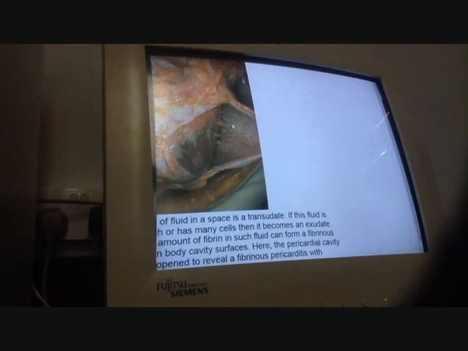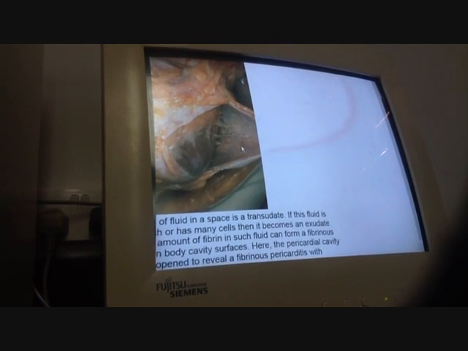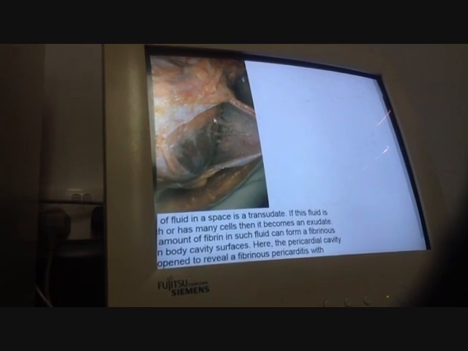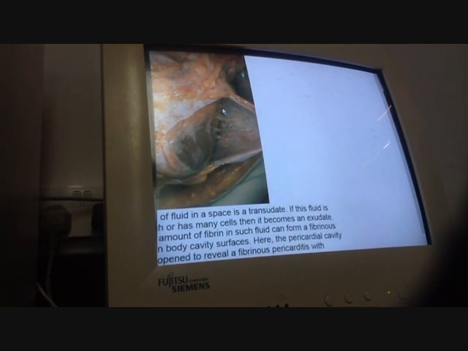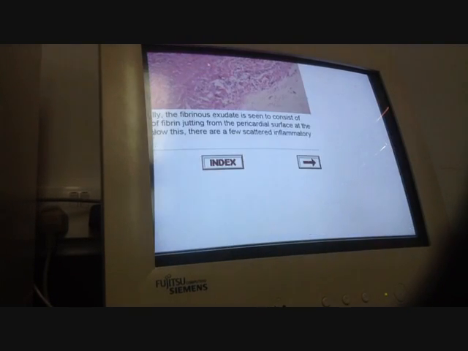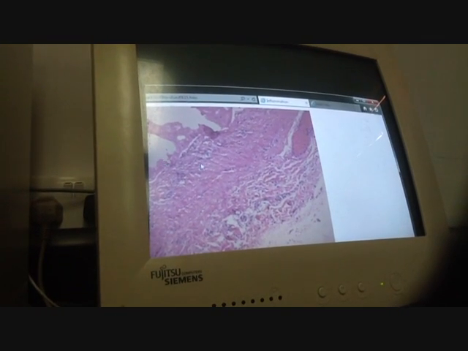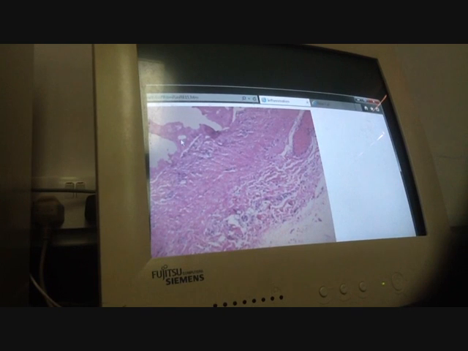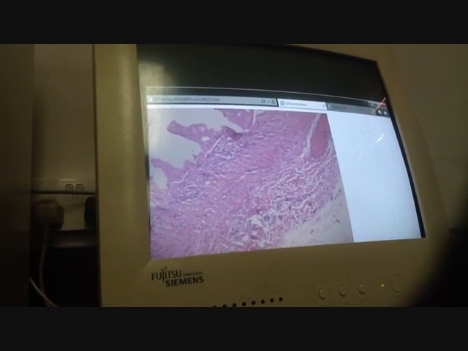This area indicates the pericardial area. You can see this stringy pale fibrin, which indicates the presence of exudative fluid. Exudative means a lot of protein and inflammatory cells. Here under the microscope, the same area I described in the previous picture, this is the fibrin or stringy pale streak.